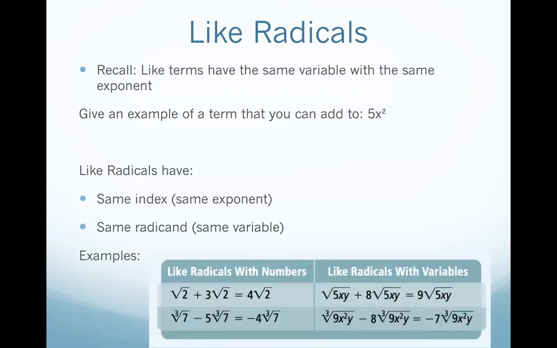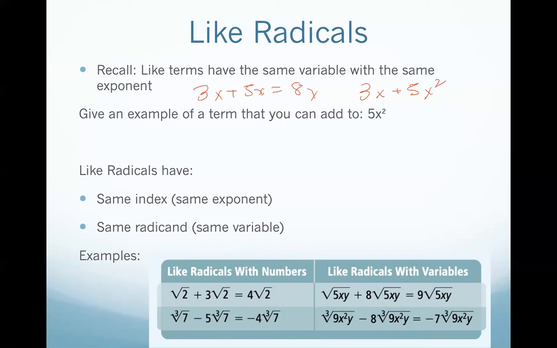So like radicals, just like terms. In a like term, you have to have the same variable with the same exponent, right? So like terms, if I have something like 3x plus 5x, I can combine those to be 8x. But if I had 3x plus 5x squared, I can't combine those. Those are not like terms.